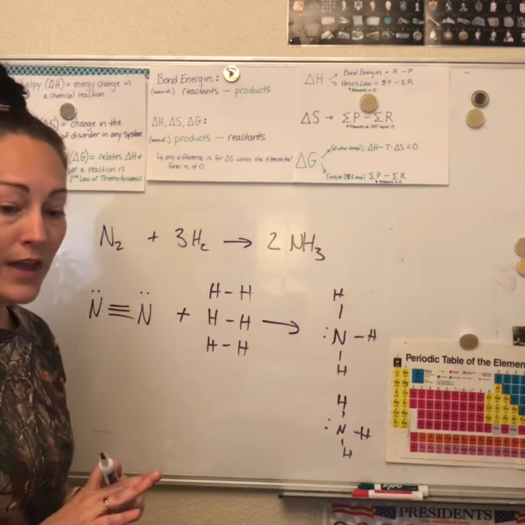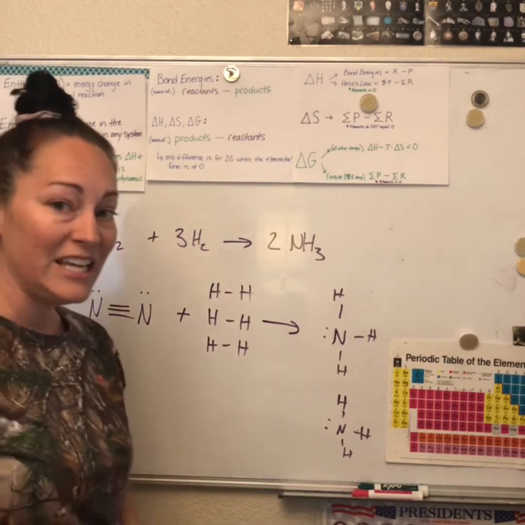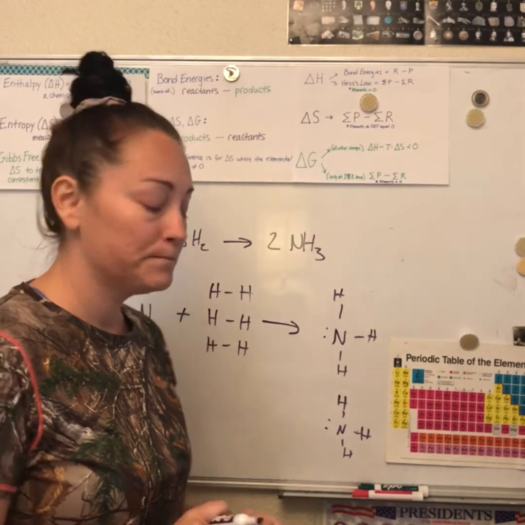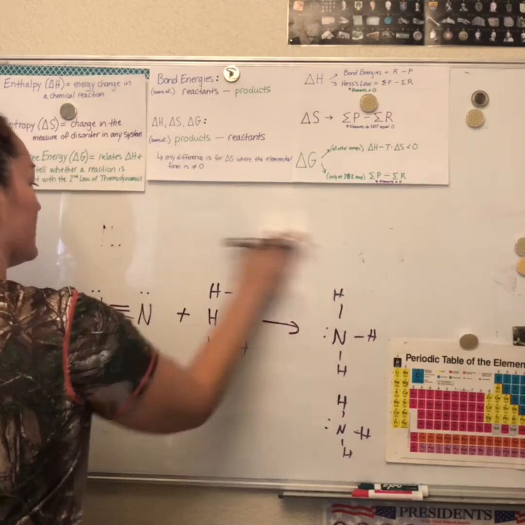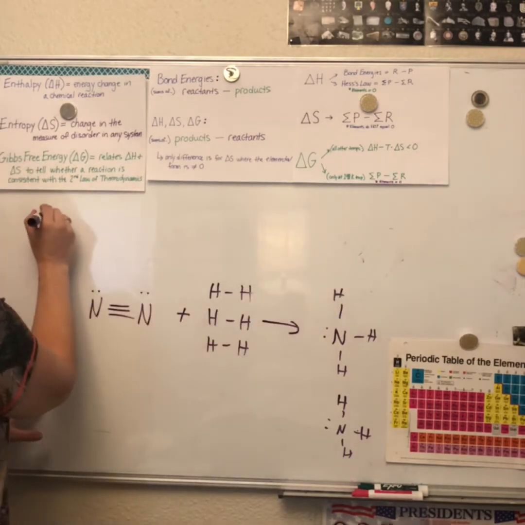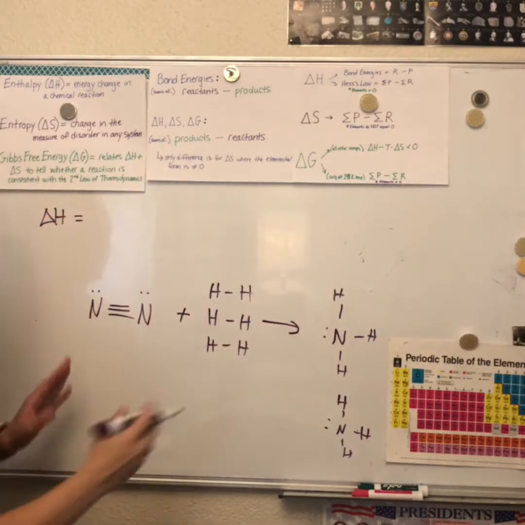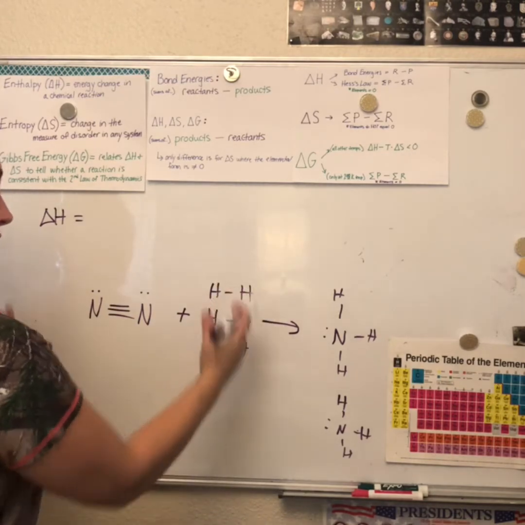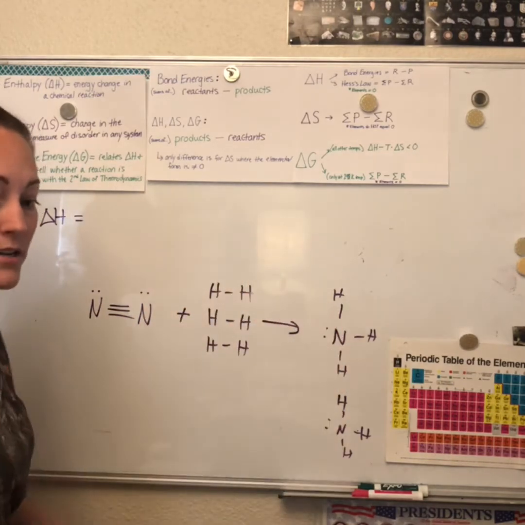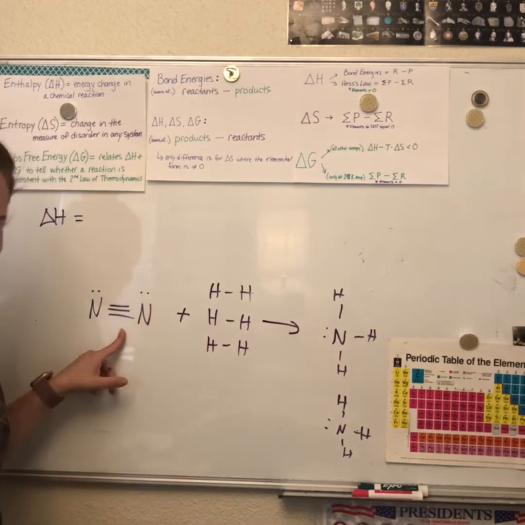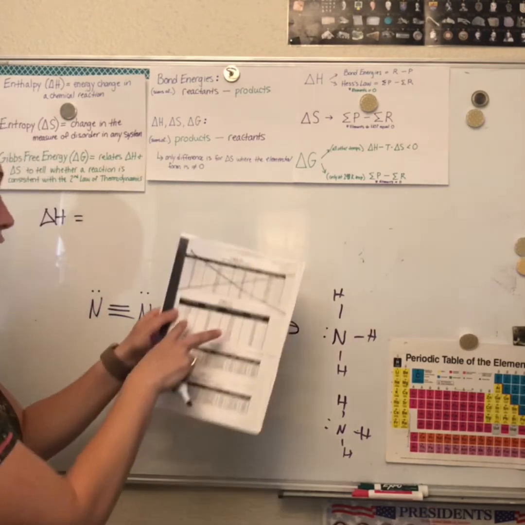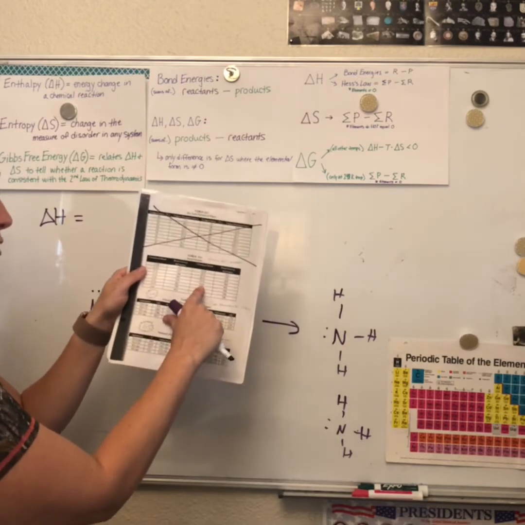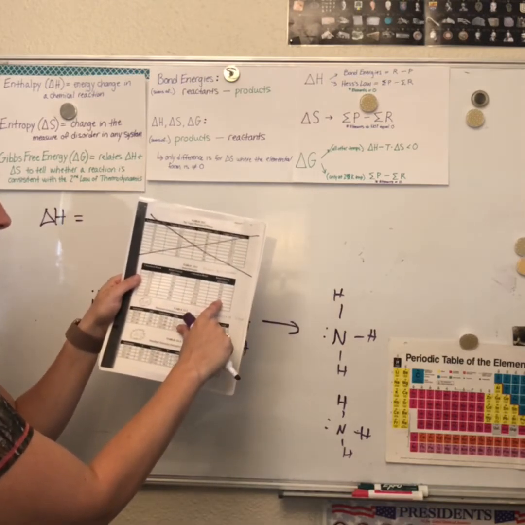Now all I have to do is look at each individual bond, okay? So my delta H, I'm going to go ahead and just erase this for now. Put delta H here. I'm going to do my reactant side first, and then I'm going to subtract my product side. So I look right here and I see, okay, I've got a triple bond nitrogen to a nitrogen. So I look on my bond energies, and I look for my triple bond, and I see that it's 942.